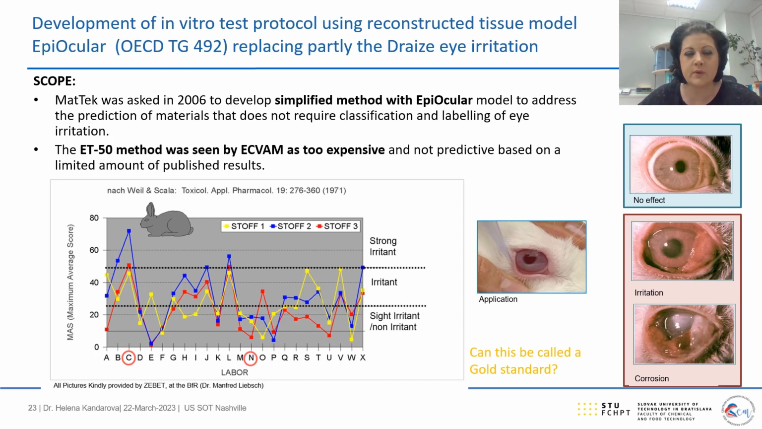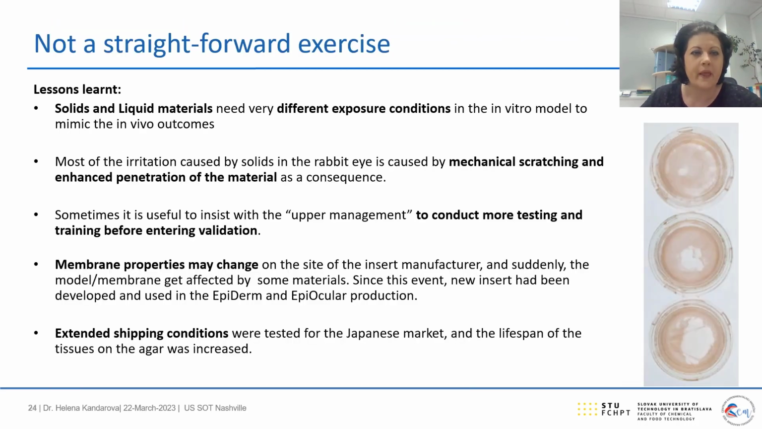Nevertheless, this was the situation when we started to develop the protocol. We had to accept the in vivo rabbit data as the gold standard and develop and validate a method against such a bad in vivo data set. So, as I said at the beginning of my lecture, validation is very rarely a straightforward exercise, and in this case, it was not straightforward at all. We learned a lot of lessons in this validation study.